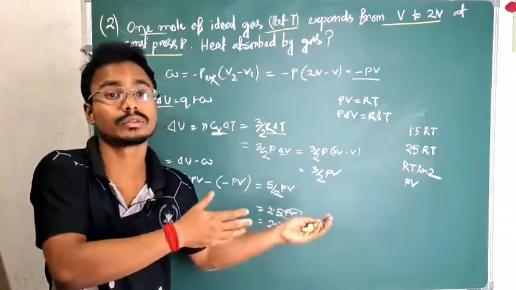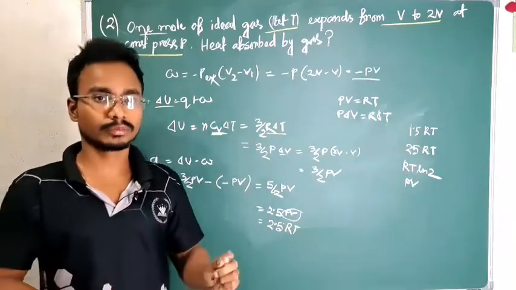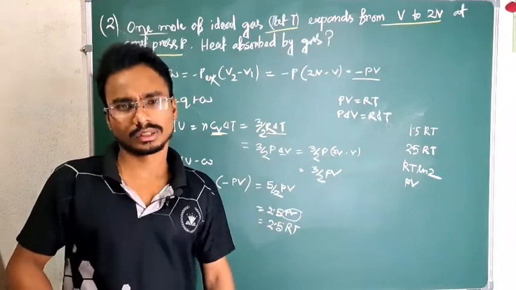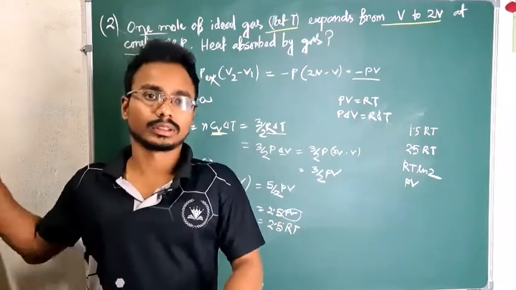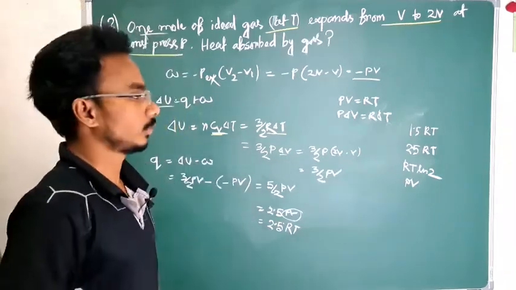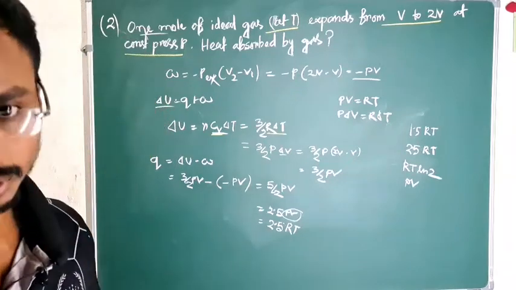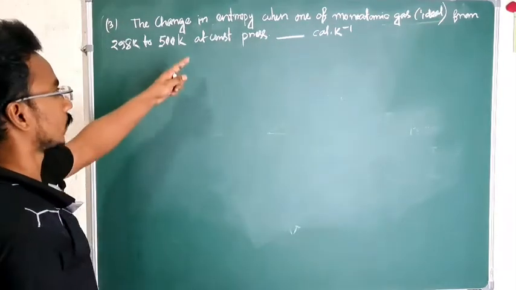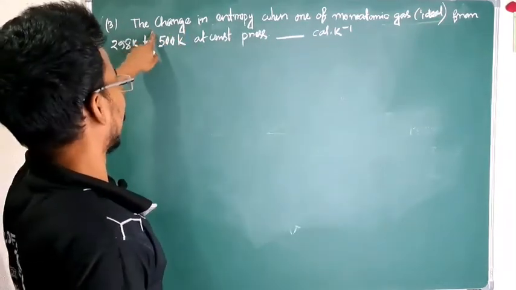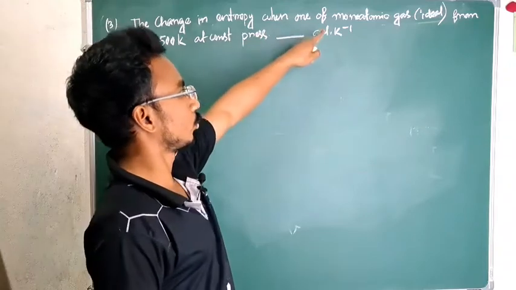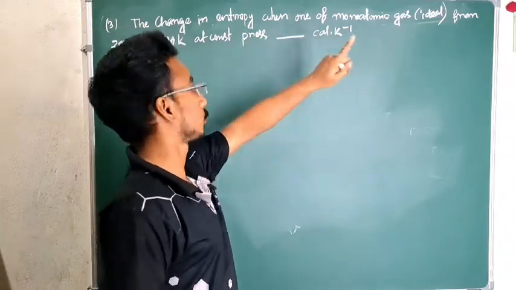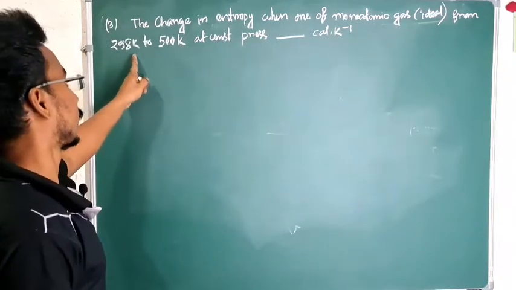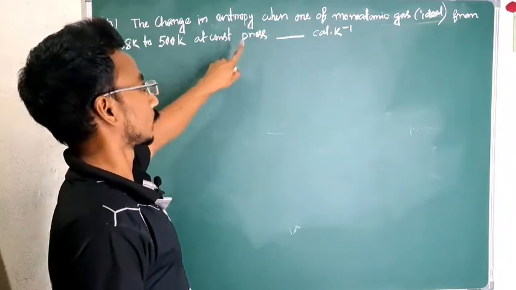As I told you, we will go from easier to harder. So we will move to slightly medium questions now. I am writing the question, so I will pause the video. So coming to the third question, I wrote the question. You can read it from here. The change in entropy when 1 mole of monatomic ideal gas goes from 298 Kelvin to 500 Kelvin at constant pressure.